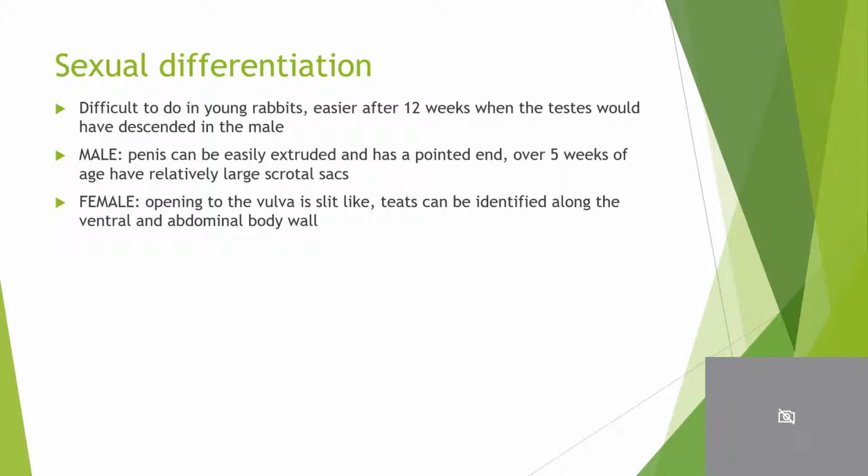Sexual differentiation. It's difficult to do in young rabbits. It's certainly easier after 12 weeks when the testes would have descended in the male. In the male, the penis can be easily extruded and has a pointed end, and over 5 weeks of age they have relatively large scrotal sacs. In the female, the opening to the vulva is slit-like. The teats can be identified along the ventral abdominal body wall.